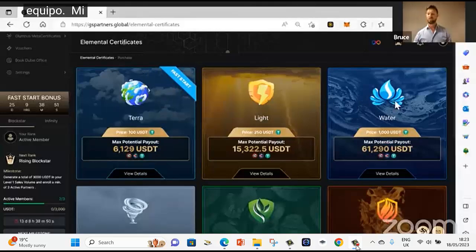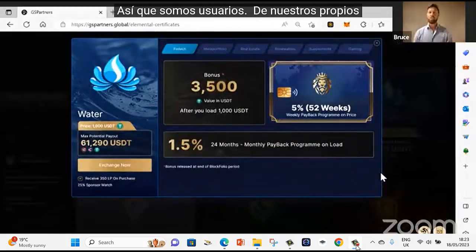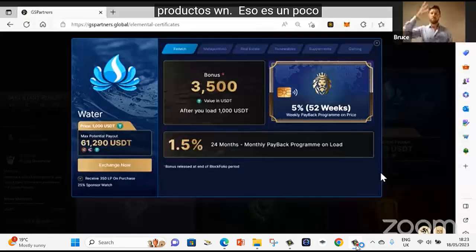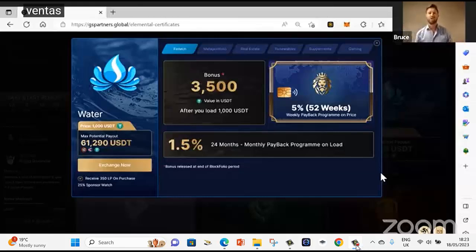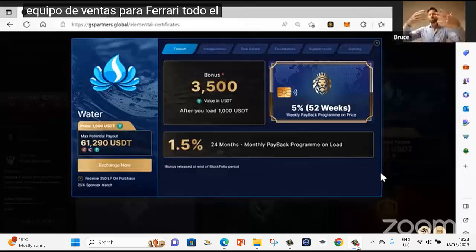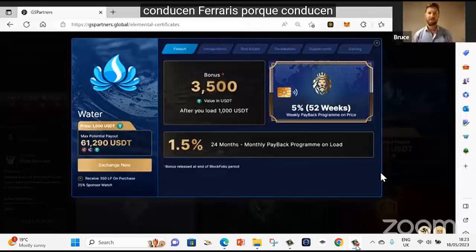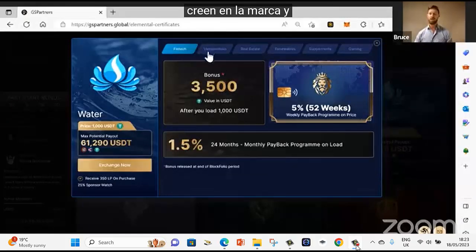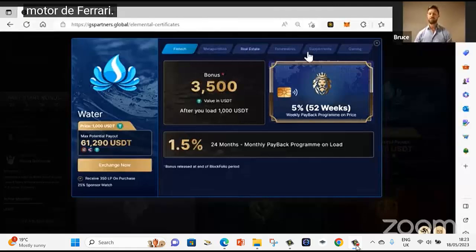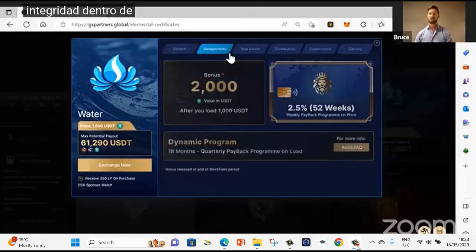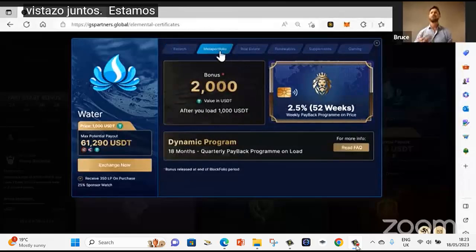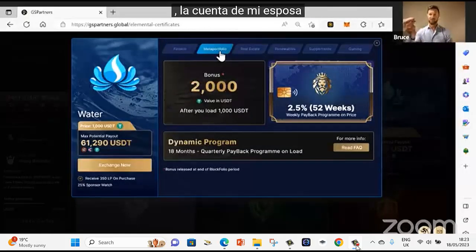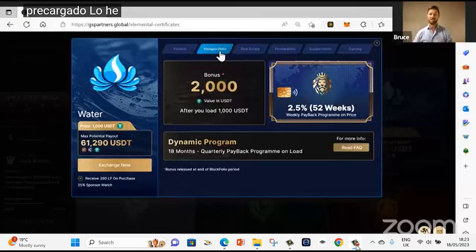I'm going to come across to the water certificate, which has a price point of 1,000 USDT. And I'm going to have a look at the detail inside of here, which is going to help me decide which block folios I want to load in order to receive and activate some of those payback programs. So we've got our different block folios at the top of each certificate, and every time we click on one of these block folios, it's going to give us information specific to that particular sector and block folio.